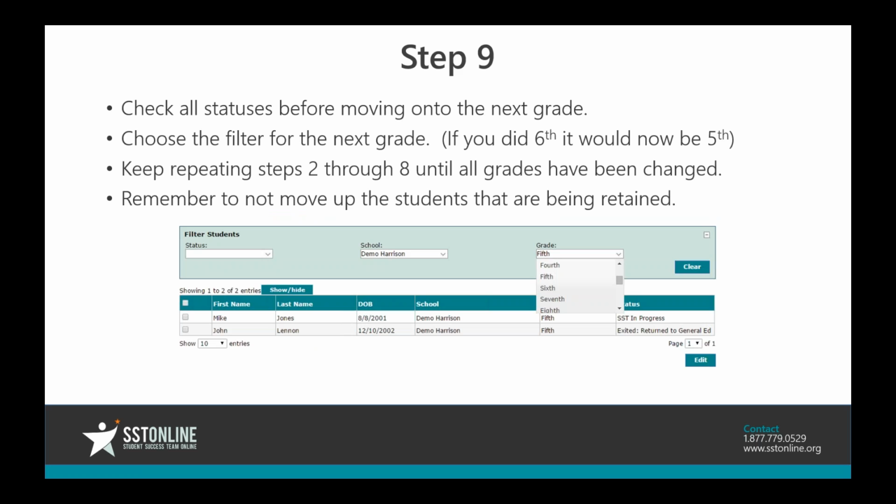And then step 9 is to make sure that you are looking at all of your statuses. So just go through, you've checked your 6th graders, you've moved them up to 7th. You just want to go through your 6th graders again and making sure that you've checked all the statuses over here to make sure that you've gotten everyone, just in case. And then, so after you've done that, you're going to choose the filter for the next grade. So if you did 6th grade, now you're going to go down a grade. It'll be your 5th graders. And then you're going to repeat steps 2 through 8 until all the grades have been changed. And just a reminder, don't move up the students that are being retained.